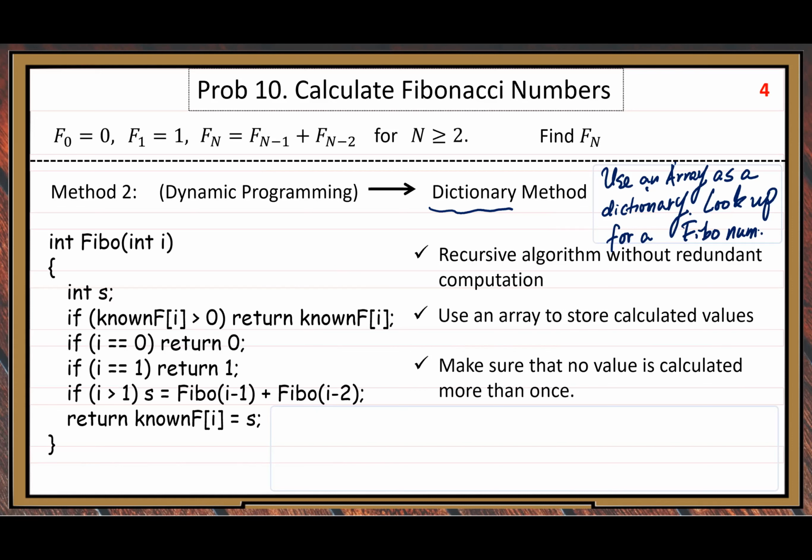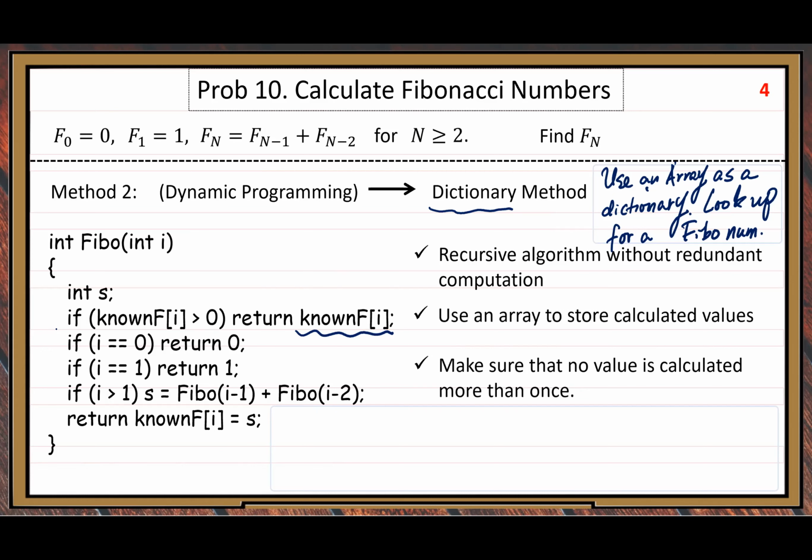Now our implementation is like this. We create an array called knownF. Known, the values are known. After you store Fibonacci numbers in this array, they are known. Since they are known, we should not calculate them a second time. That's the meaning.